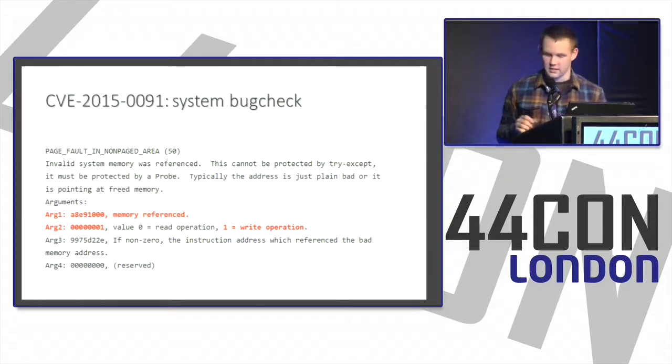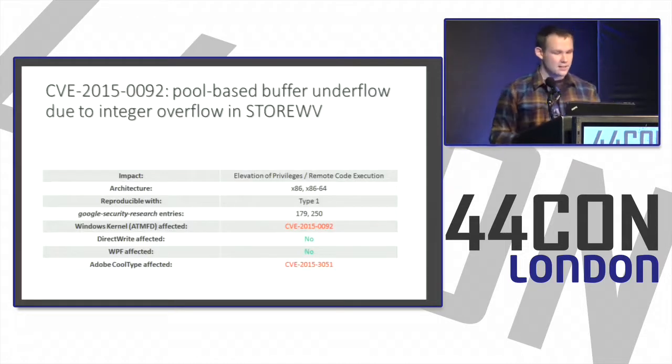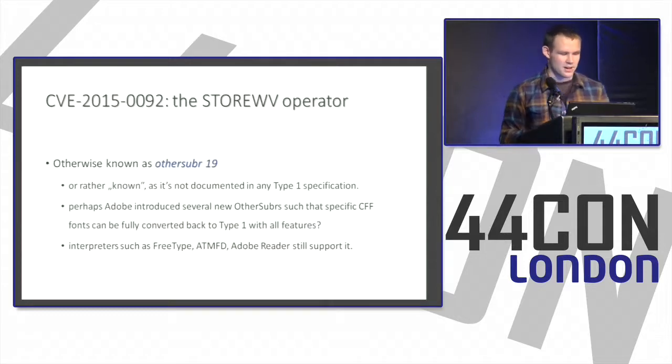You can see it's an attempt to read outside of the page boundary with the buffer. Then there was yet another buffer bug, this time not overflow but underflow, also in both the Windows kernel and Adobe Reader, in a mechanism called the store vfile instruction, otherwise known as othersubr 19. It's not really known by anyone, I guess. It's not documented anywhere, but most font engines support it anyway. Maybe it was part of a specification at some time that I couldn't find.